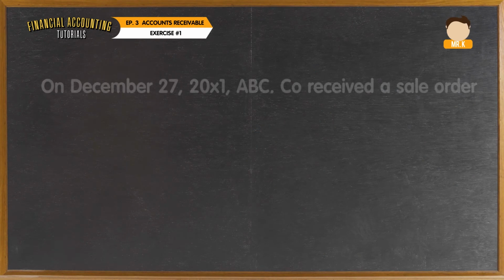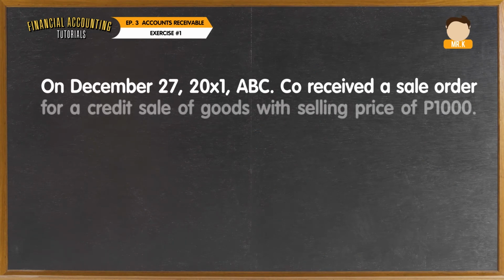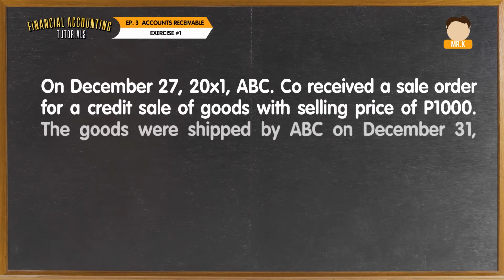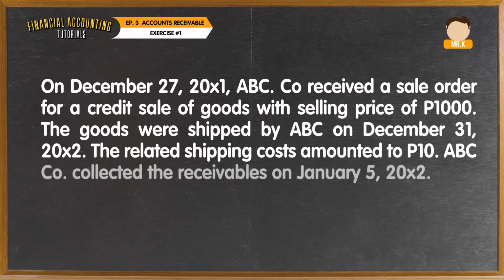For example, on December 27, 2011, ABC Company received a sale order for a credit sale of goods with a selling price of 1,000 pesos. The goods were shipped by ABC on December 31, 2011 and were received by the buyer on January 2, 2012. The related shipping costs amounted to 10 pesos. ABC Company collected the receivable on January 5, 2012.